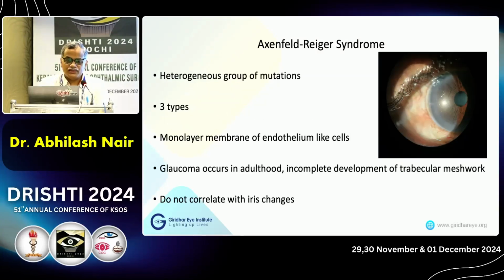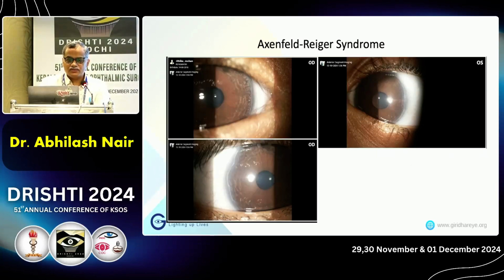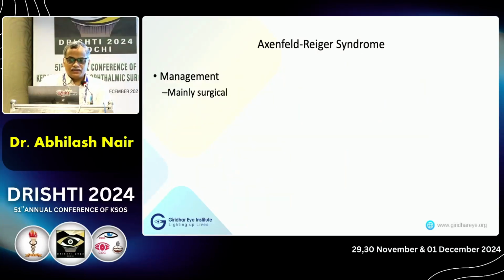It's a heterogeneous group of mutations, mainly 3 types, and around 50% of such individuals can get glaucoma. There is a monolayer membrane of endothelium-like cells in the angle, and glaucoma usually occurs in adulthood because of incomplete development of the trabecular meshwork. Now, some of the patients may have very severe iris changes, but the glaucoma may not correlate with those changes. Others have very subtle findings, but the glaucoma may be severe. Again, a few patients with prominent Schwalbe's line. As in any childhood glaucoma, you need to manage it surgically.